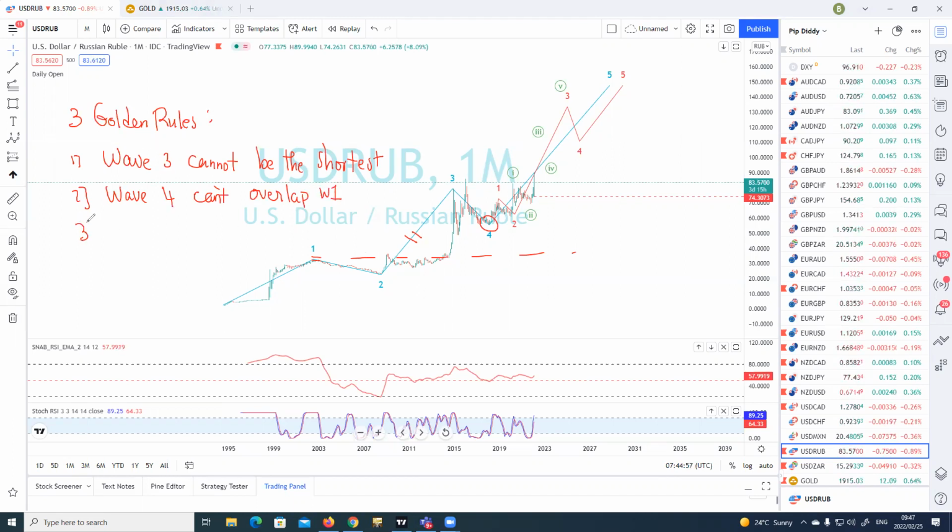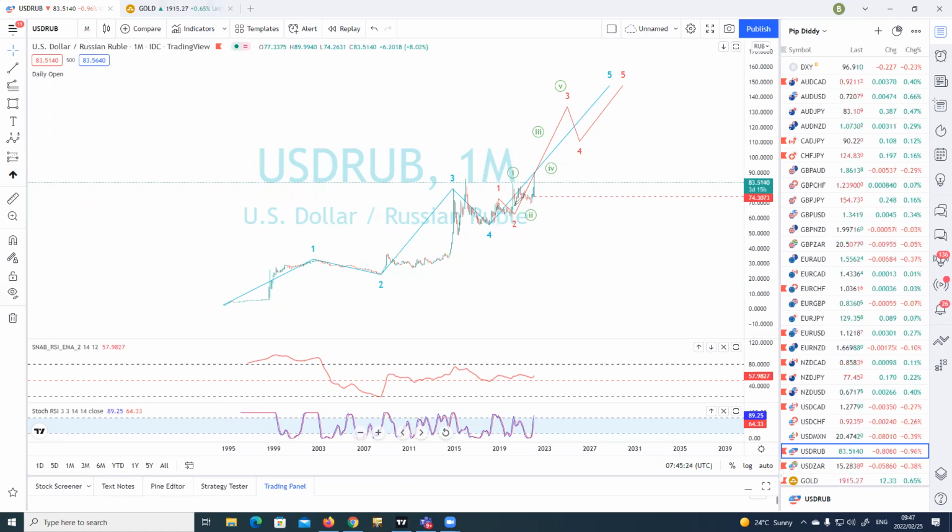And the last rule is wave 2 cannot retrace all of wave 1. Wave 2 is not allowed to retrace 100% of wave 1. So these are the 3 golden rules to applying the Elliott wave theory and to keep a proper count.